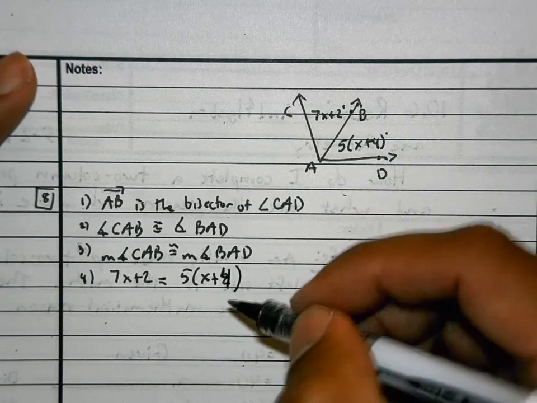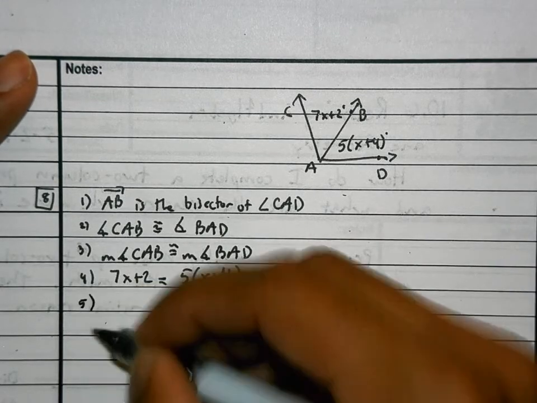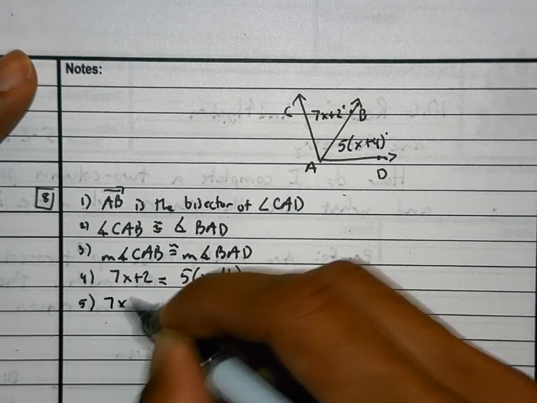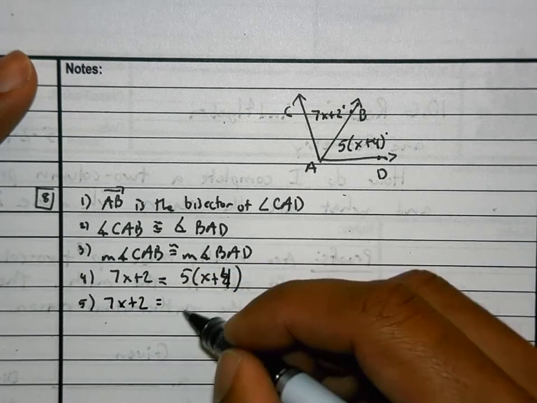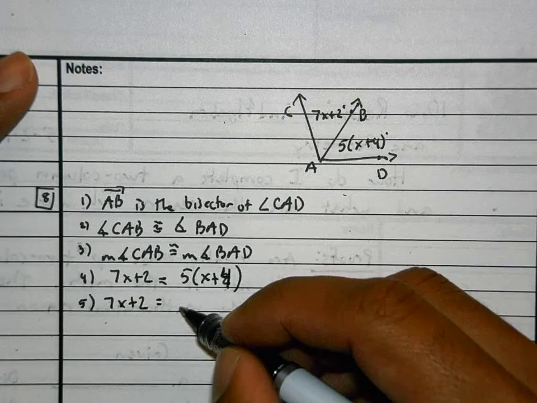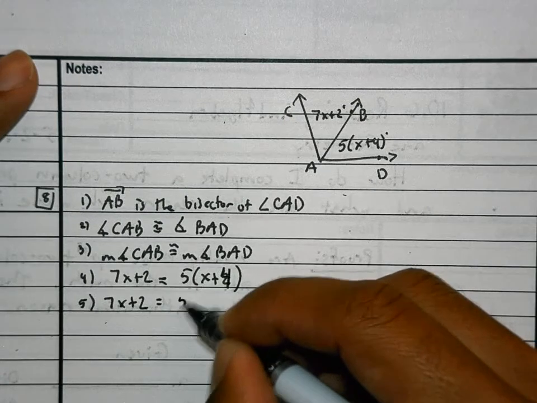Number 5 says 7x plus 2. This is why we're doing it. By the way, if you don't feel like writing this down and you just want to pull out your packet, you're welcome to do so. But I need to write it down so I have it in my notes.